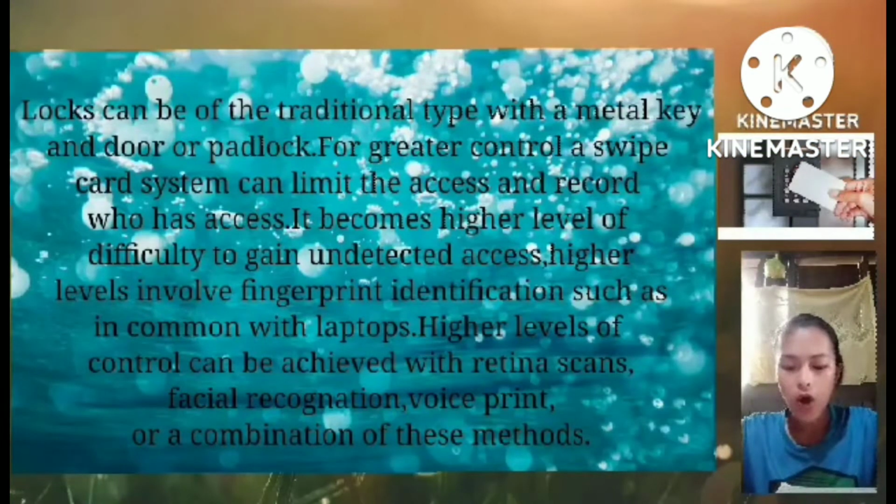Locks can be of the traditional type with a metal key and door or padlock. For greater control, a swipe card system can limit access and record who has access. It becomes a higher level of difficulty to gain undetected access. Higher levels involve fingerprint identification, such as is common with laptops. A higher level of control can be achieved with retina scans, facial recognition, voice prints, or a combination of these methods.